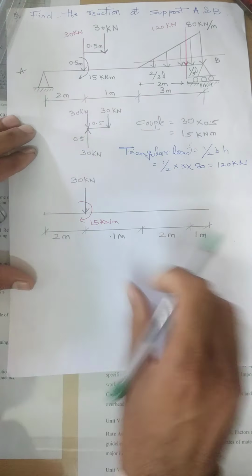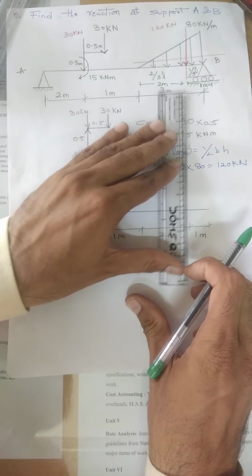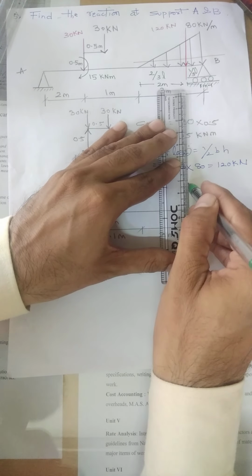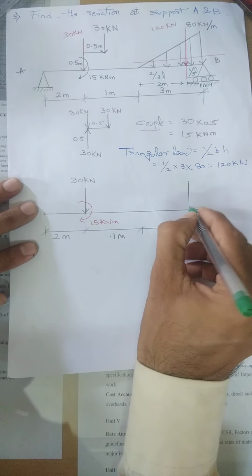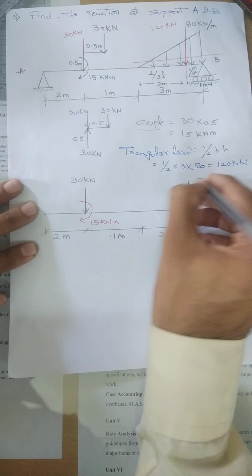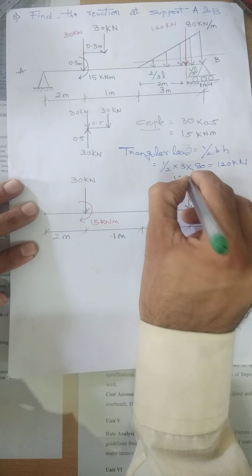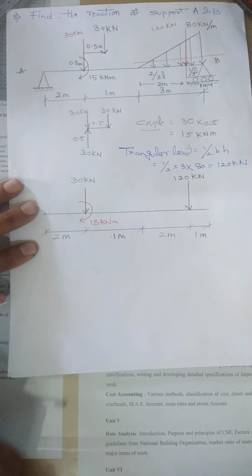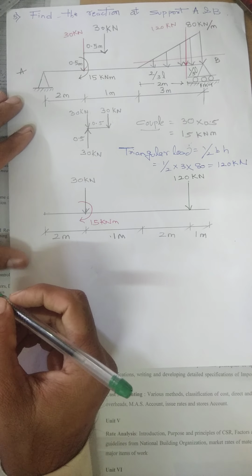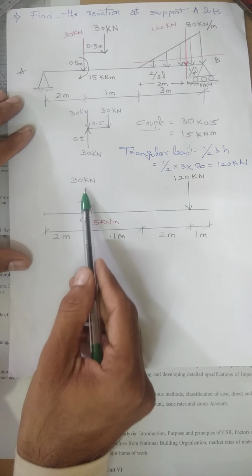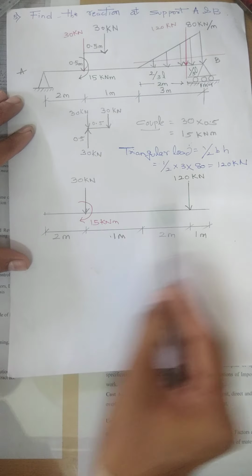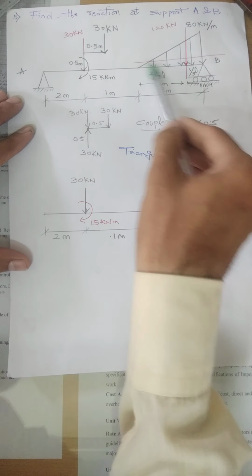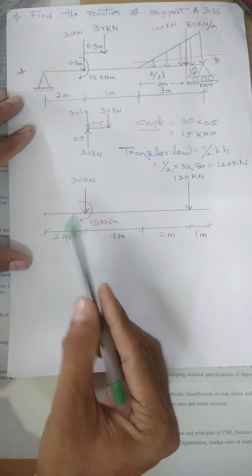And it has been converted into a point load at this point, which is having an intensity of 120 kilonewtons. So this is the conversion of this bracket into a vertically downward force and couple, whereas the conversion of this UDL into a single point load at this point.